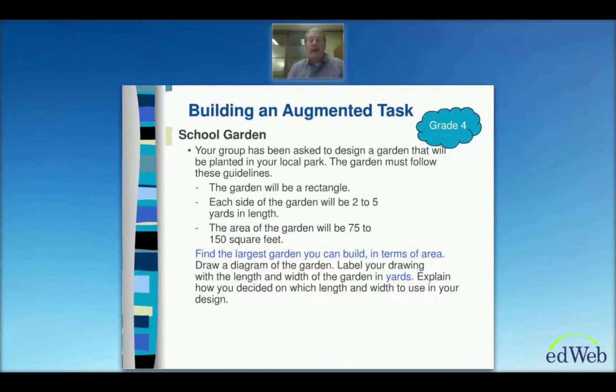And for example, I could even bump this up a little farther and make this a little bit more challenging for students by saying, label your drawing with the length and the width of the garden in yards. Okay, now what's going to happen here? Take a look at this and you realize that the dimensions of the garden are given in yards, but the target area is given in square feet. So this is going to be a more challenging problem, and the types of numbers students are working with are a little different.